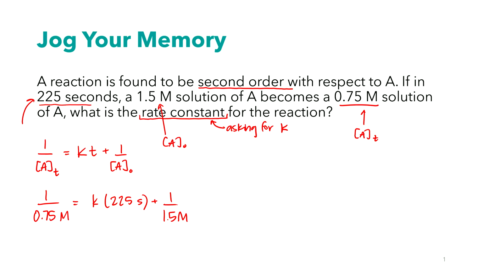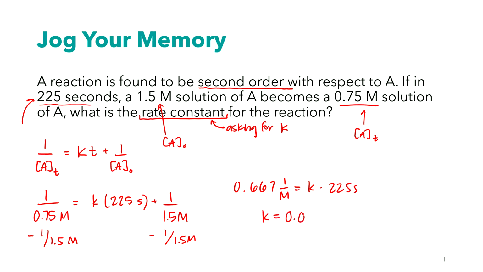I'm going to solve out, and I'm going to subtract this 1 over 1.5 molar from both sides. I got 0.667 inverse molar equals K times 225 seconds. Solve out for K, and I got 0.00296 per molar per second. Yes? Good? Okay.